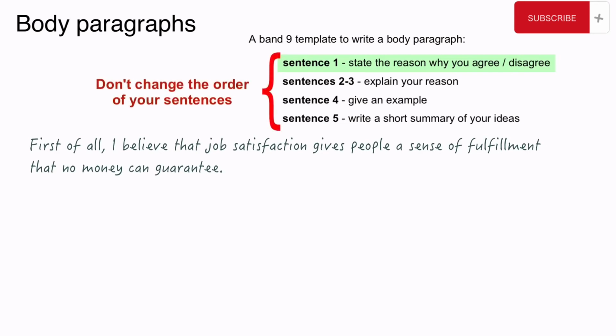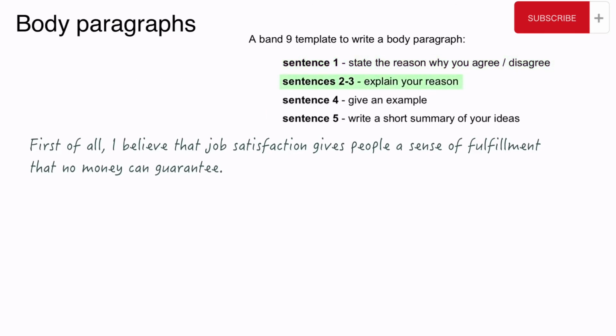Don't change the order of your sentences in the body paragraph, because your examiner will look exactly at the first sentence to get the main idea of your body paragraph. So make sure that your first sentence clearly states the reason why you agree or disagree.